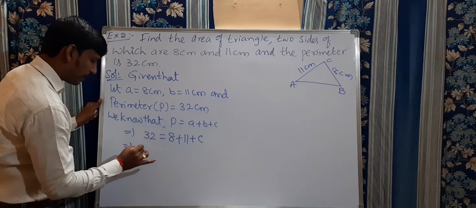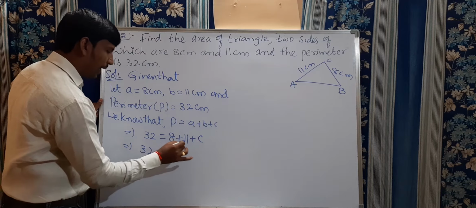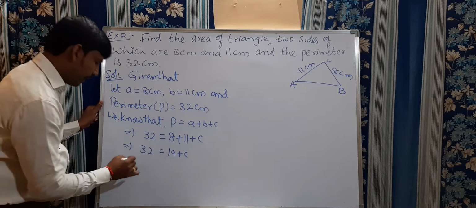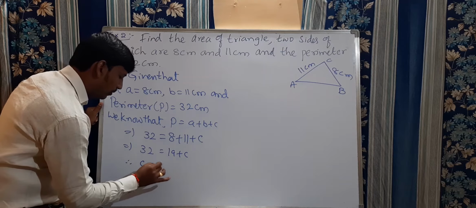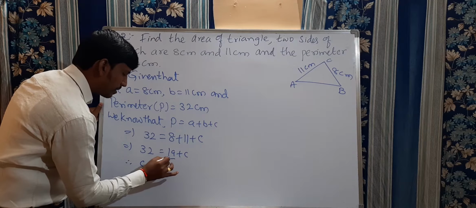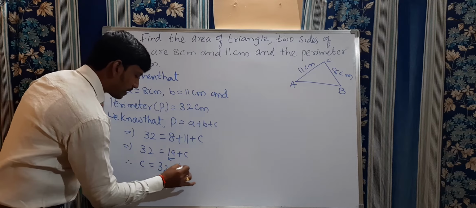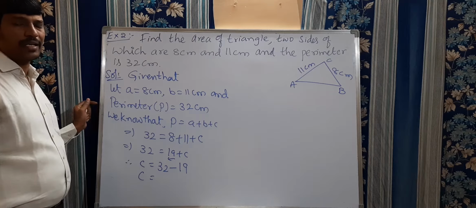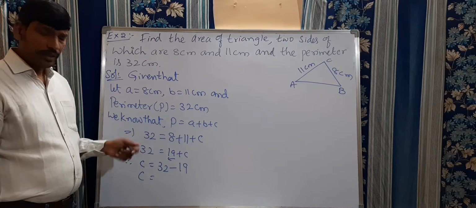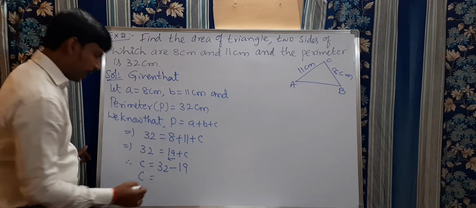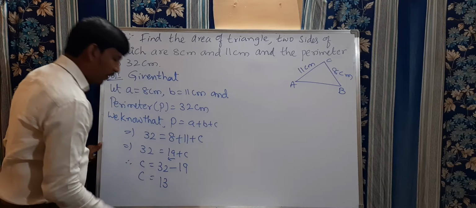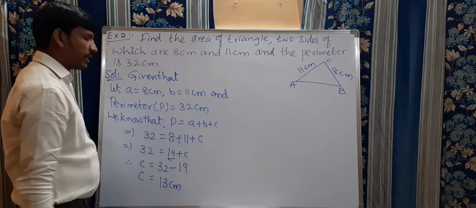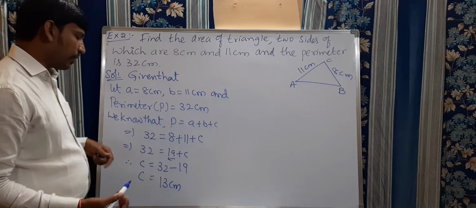Now, this implies 32 is equal to 8 plus 11, which is 19, plus C. So therefore C is equal to 32 minus this 19. I am going to transpose it to the left-hand side, you will get 19. Then C is equal to how much here? 32 minus 19 is how much? That is nothing but 13. Okay, that is 13. 32 minus 19 is 13. So C value is how much here? 13 centimeters. Then find out S value.